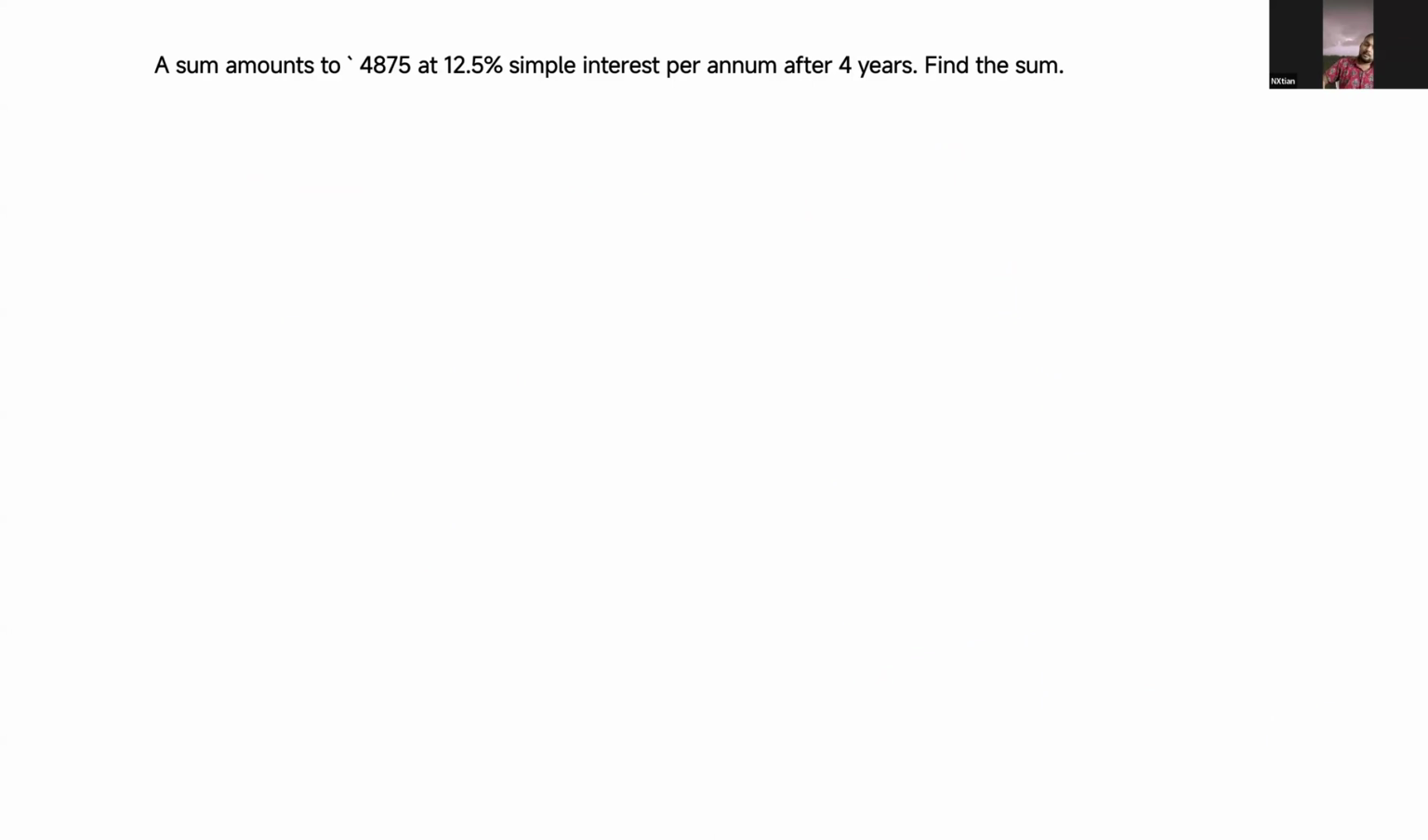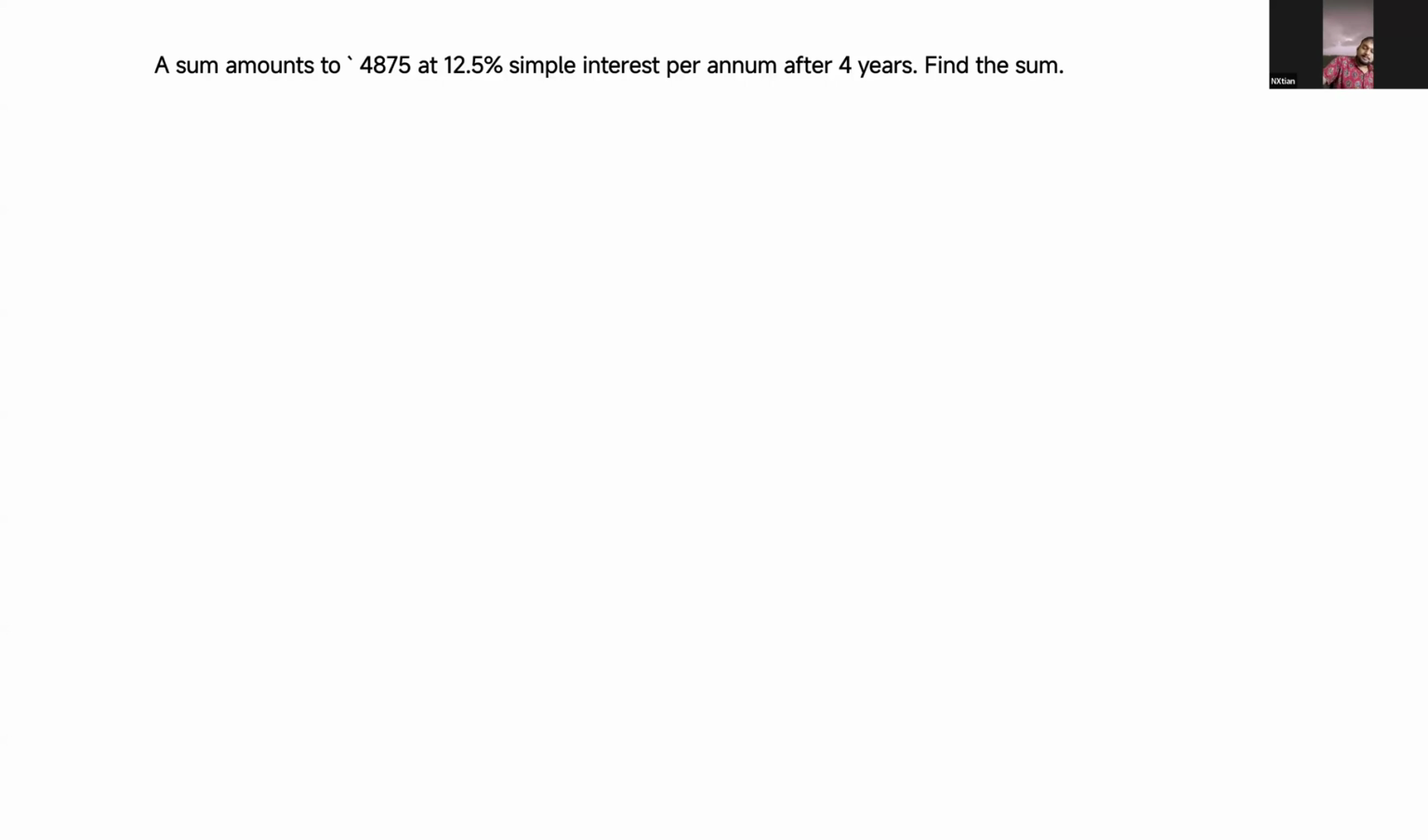Okay. Now the sum. Now listen. This question is also a little bit tricky. It's not tricky. One thing is given, and another thing you have to find out with the help of other things. So the sum amounts to 4,875 at 12.5% simple interest per annum at 4 years. We have to find the sum.